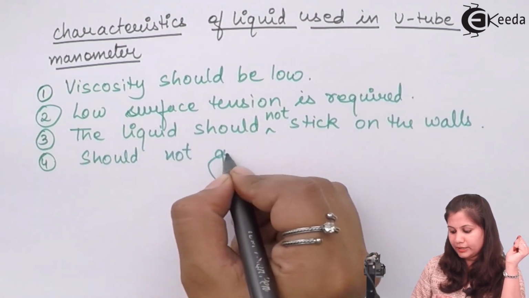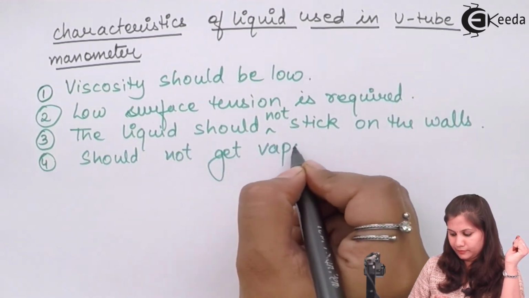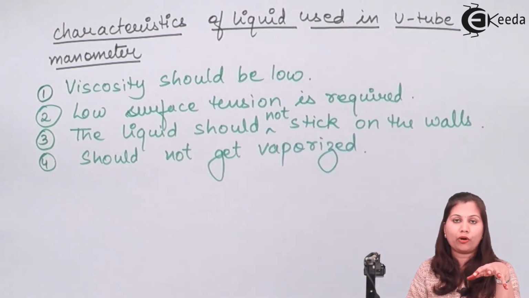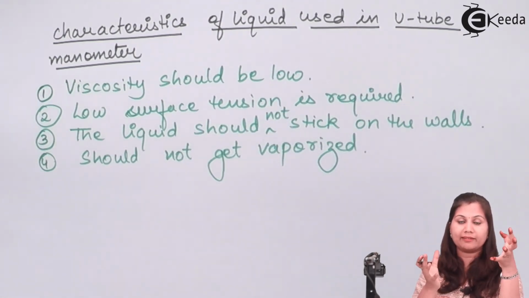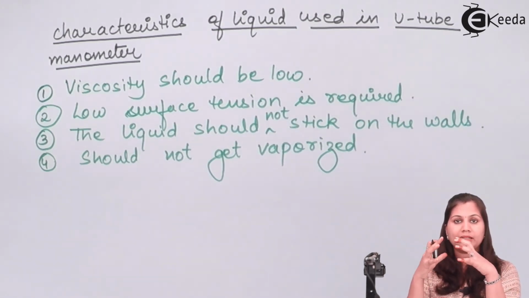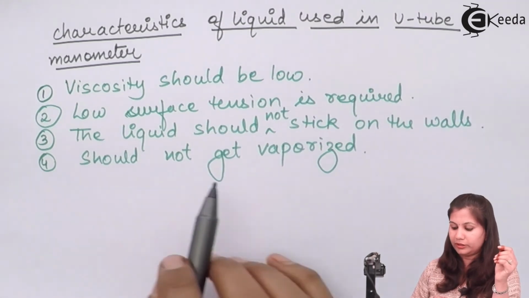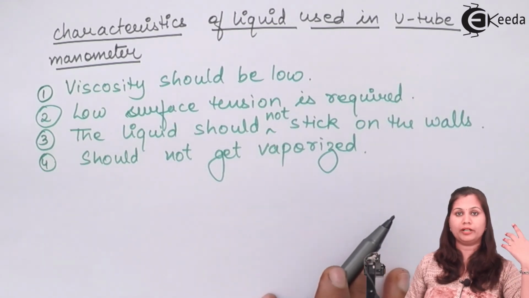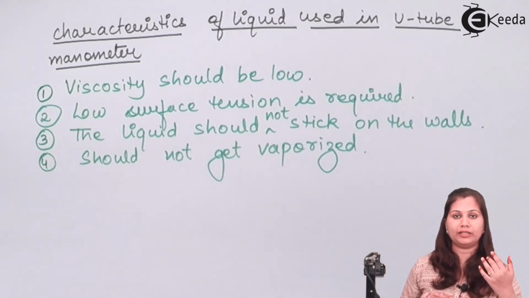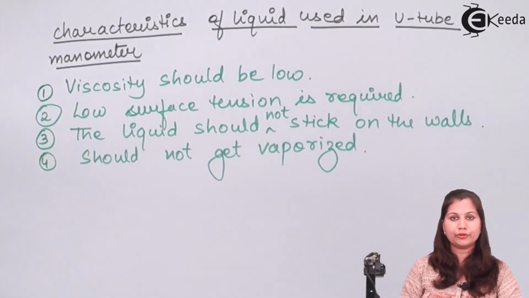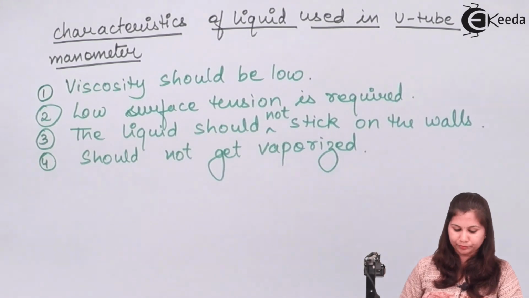Also, it should not get vaporized. Because if the manometer is left for some hours, and the liquid gets vaporized, then the amount of the liquid filled in the U-tube will become less and less. So the liquid should not get vaporized very easily, so that if it is left in contact with the atmospheric pressure or the air, its amount should not get reduced due to vaporization.